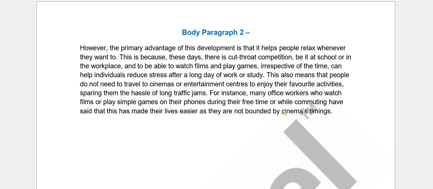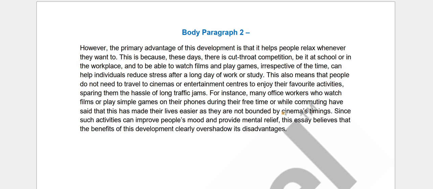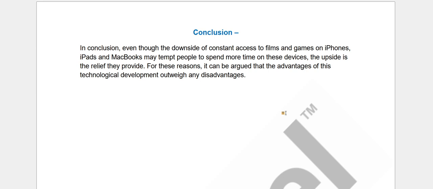Now I'm going to give my opinion on why I agree with this particular view. Since such activities can improve people's mood and provide mental relief, this essay believes that the benefits of this development clearly overshadow its disadvantages. I hope it's clear. Now we're going to write the conclusion.